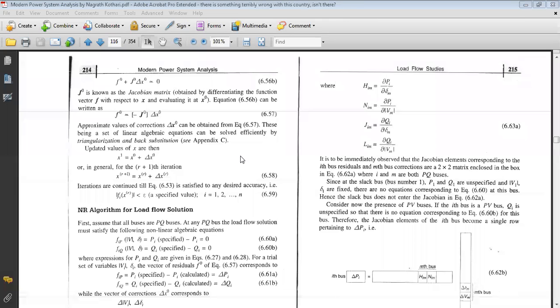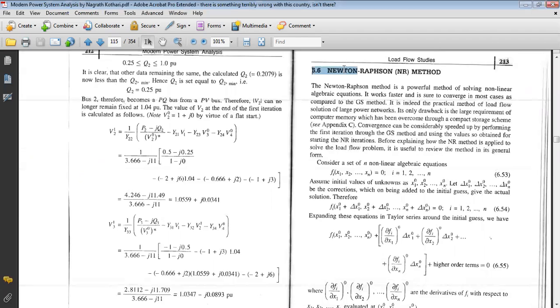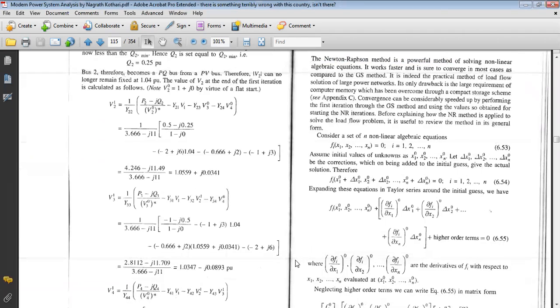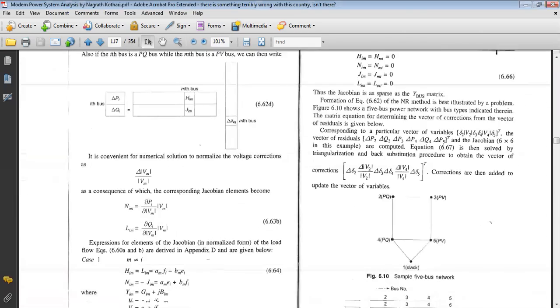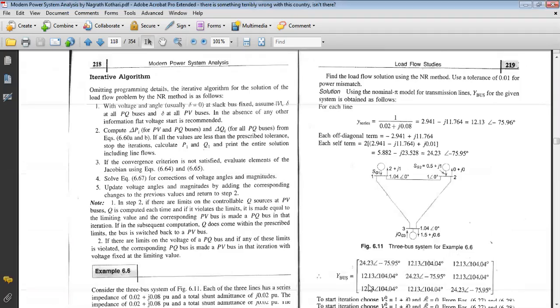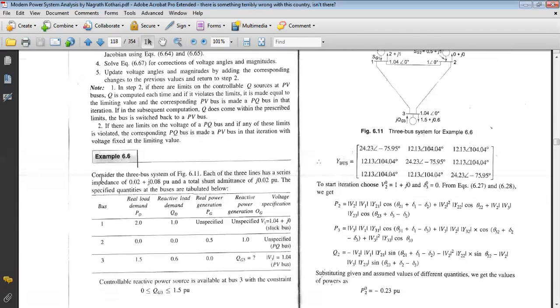So this is the Nagrath Kothari book, Power System Analysis, and this is chapter 6, load flow studies. This is section 6.6, the Newton-Raphson or NR method. This is the Newton-Raphson method equation, and finally this is the mathematical problem, example 6.6.